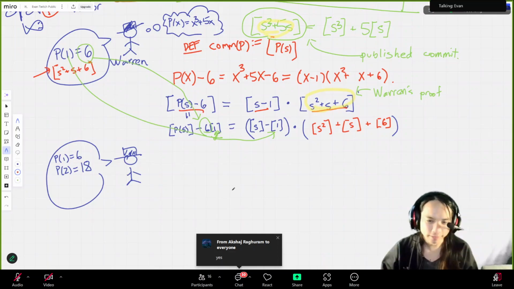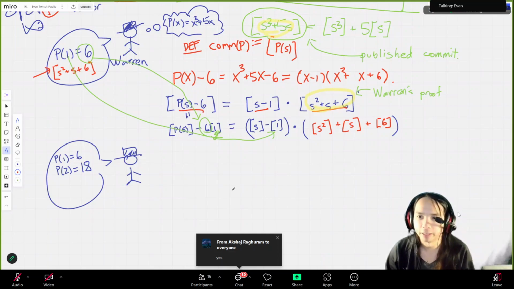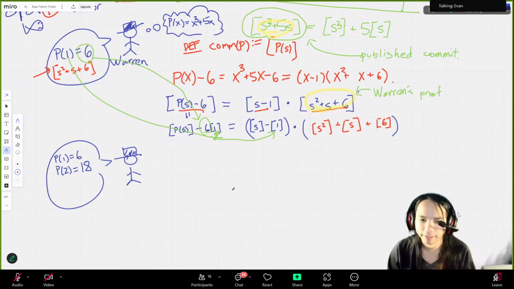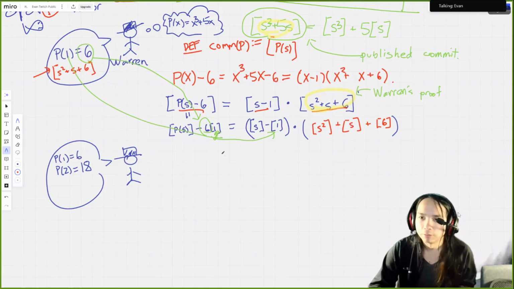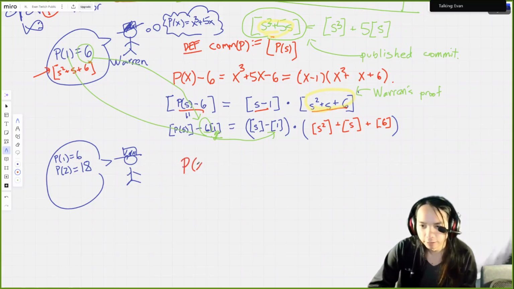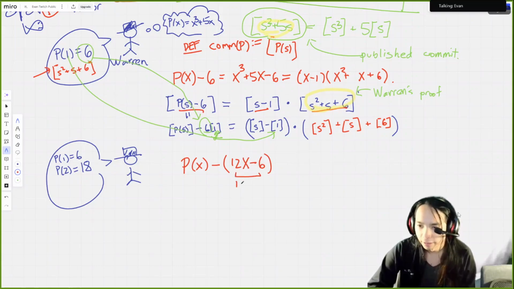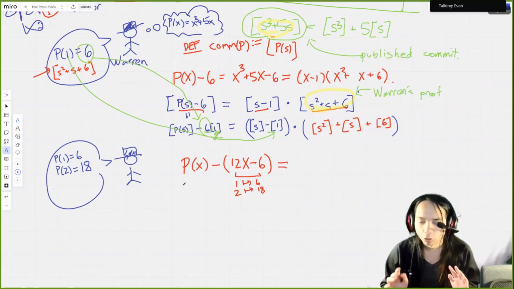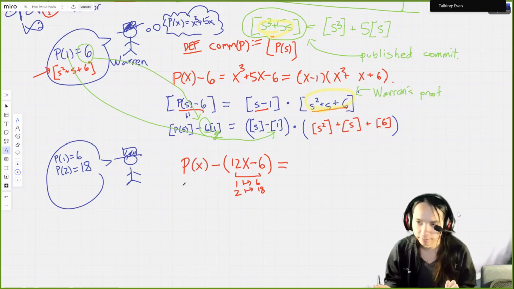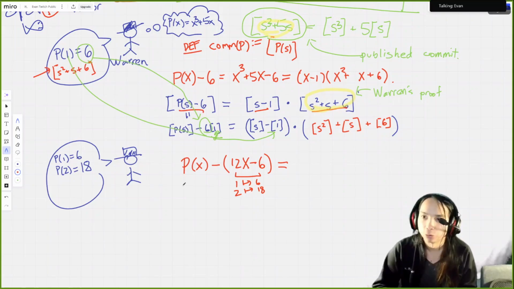You can do basically the same thing where instead of dividing by x minus 1, you divide by x minus 1, x minus 2. So what the computation is, you take p of x and you subtract off a linear polynomial that passes through these two things. So this one's going to be like 12x minus 6, I think, is the one I want. So at 1, this is 6, at 2, this is the 18. And so in order for Warren to prove this to you, Warren needs to prove to you p of x minus (12x minus 6) is divisible by x minus 1, x minus 2.